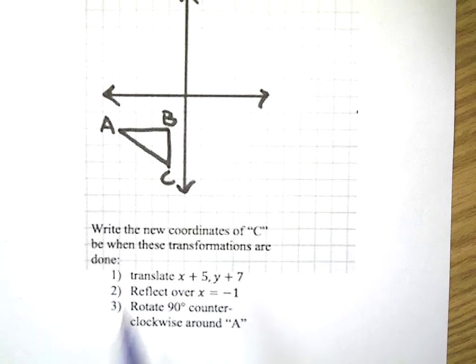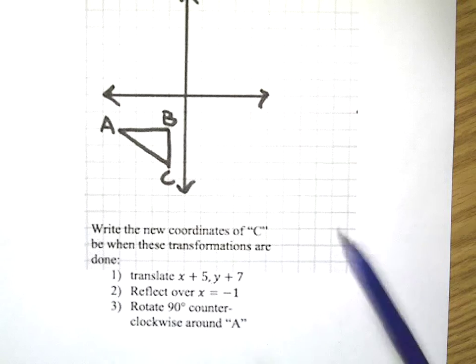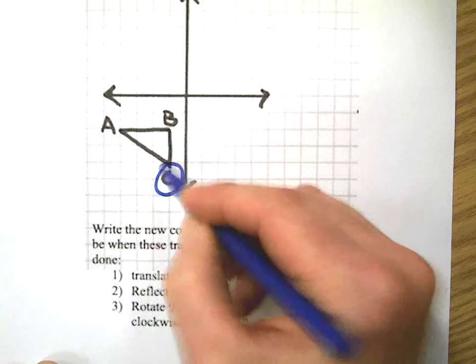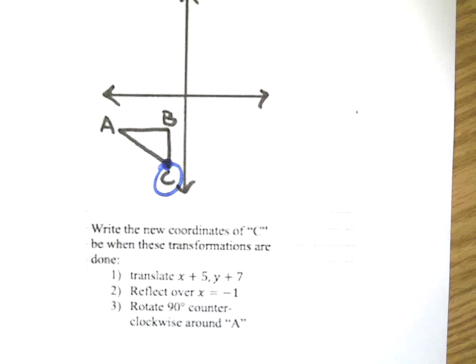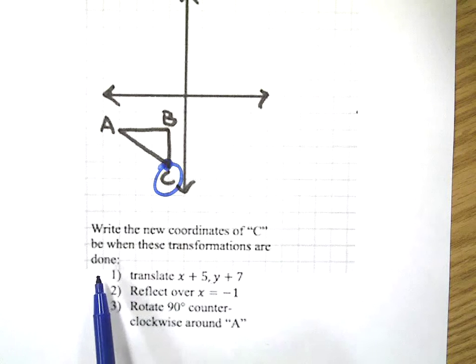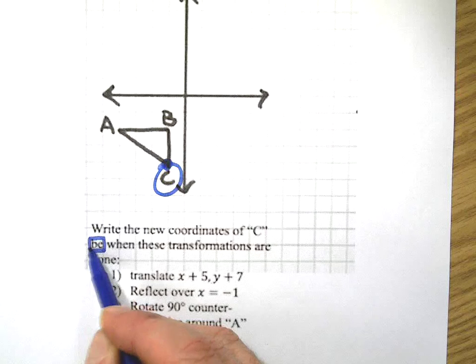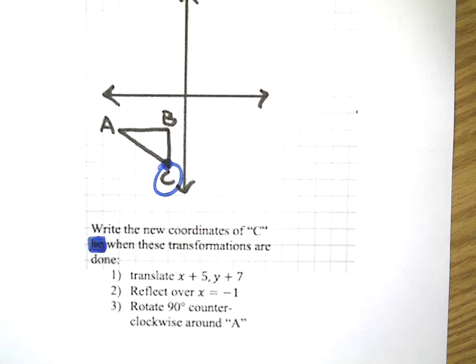Rigid transformations. Here we go. We have triangle ABC, and this problem says we're going to write the new coordinates of C, which is that point right there, when these transformations are done. Whoops, look at that. Grammatical error. I'm going to cut that right out of there. There we go.